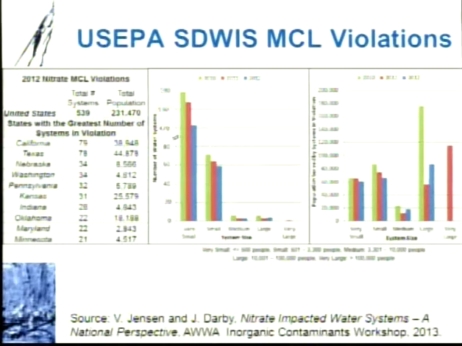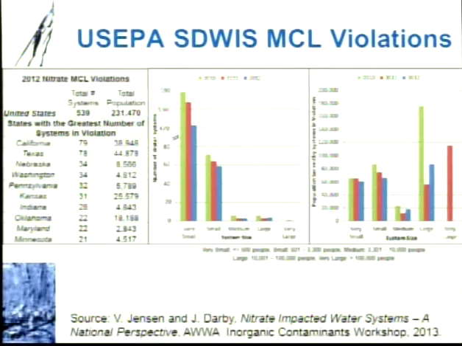So Vivian Jensen put together a great poster at the Inorganic Contaminants workshop that was here in Sacramento in January. And here's the national picture, looking at nitrate violation data from 2010, 11, and 12. If I use the pointer here, on the left you can see in 2012 there were 539 systems with violations, with a total system population of just over 230,000 people. This isn't necessarily a population exposed, it's just the population served by those systems.